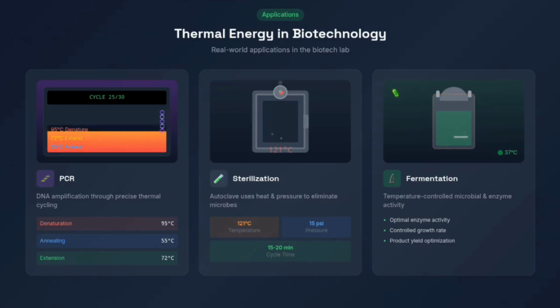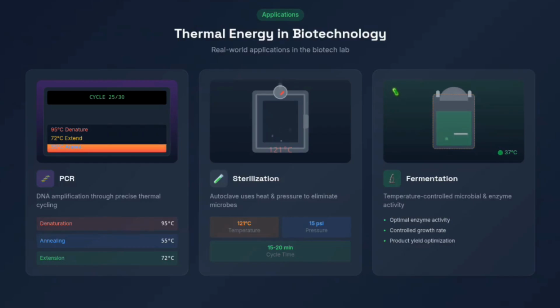First of all, polymerase chain reaction or PCR. This is the application of DNA where precise thermal cycling is done using conduction of a metal block in the PCR machine. Next, sterilization. In biotechnology, sterilization is done by a machine called an autoclave that uses convection to carry hot steam to eliminate microbes.